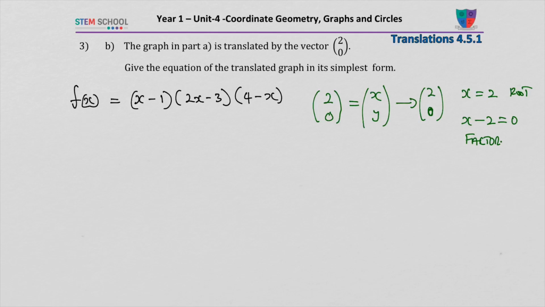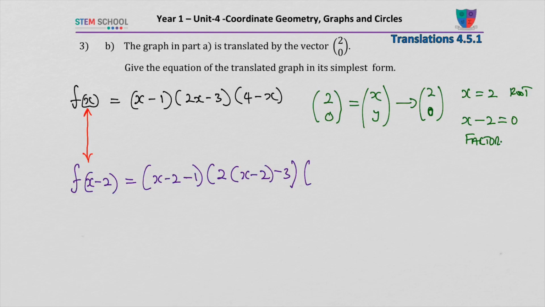So we're translating f of x to f of x minus 2. And that will be equal to, wherever we see x, replace it with x minus 2. So we get (x minus 2 minus 1)(2(x minus 2) minus 3)(4 minus (x minus 2)).